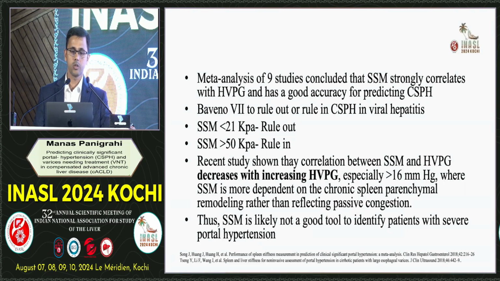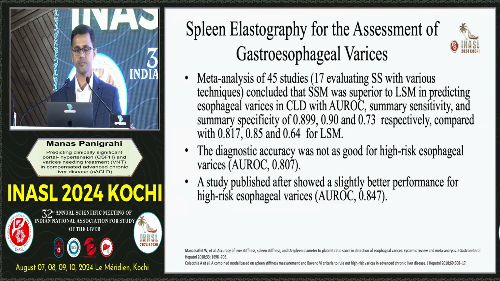So there are good meta-analyses, and Baveno 7 has also shown to rule out CSPH in viral hepatitis. If SSM is less than 21, we can rule out. If SSM is more than 50 kilopascal, we can rule in CSPH. So recent studies show SSM and HVPG correlation decreases when HVPG is more than 16.